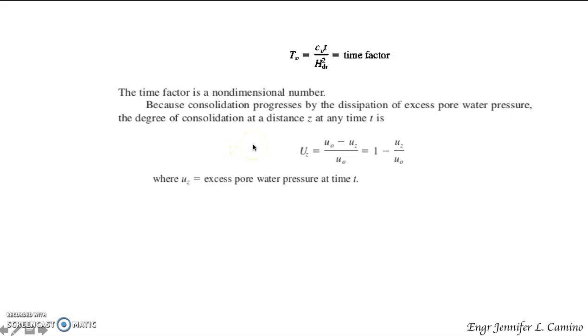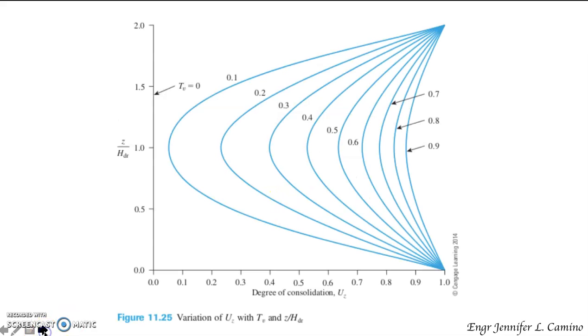Because consolidation progresses by dissipation of excess pore water pressure, the degree of consolidation at a distance z at any time t is given by this expression. So this one now is the degree of consolidation at any distance z at any time. It is given by this expression, and u sub z is the excess pore water pressure at time t. So we have here a figure, a variation of u sub z with t sub v and z over H sub dr. We need the value of the degree of consolidation.